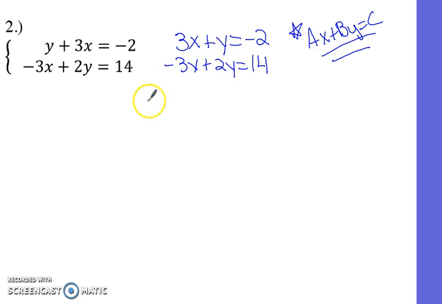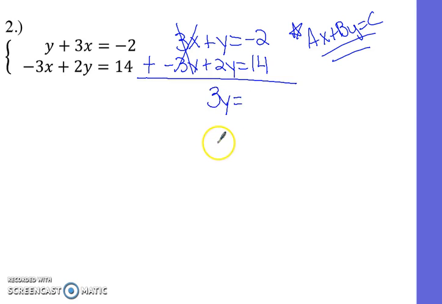Oh, look at it, we have opposite x values. So now we can add and draw your line. Negative 3x plus positive 3x is 0. They're eliminated. Positive y plus 2y is 3y equals negative 2 plus 14 is 12. Keep on going. We got a nice little equation to get y equals 4.